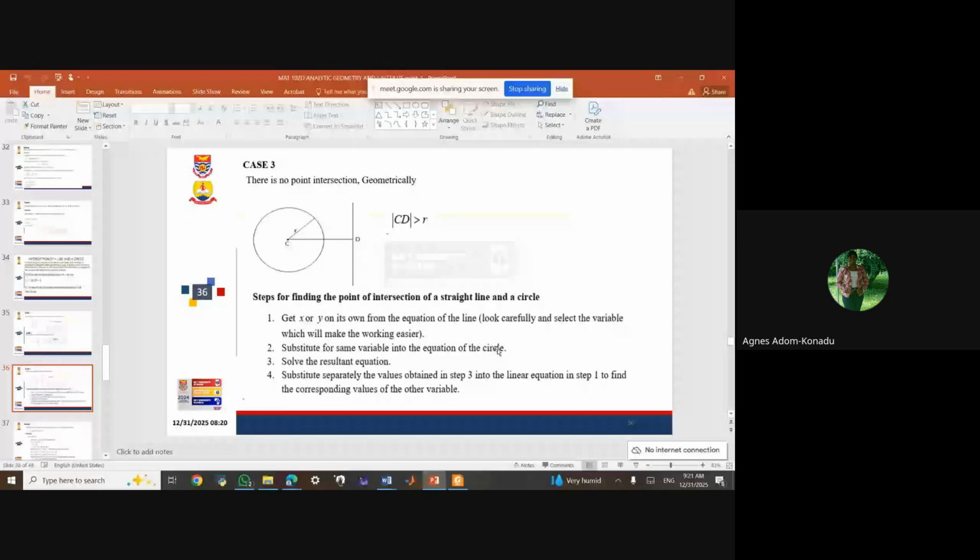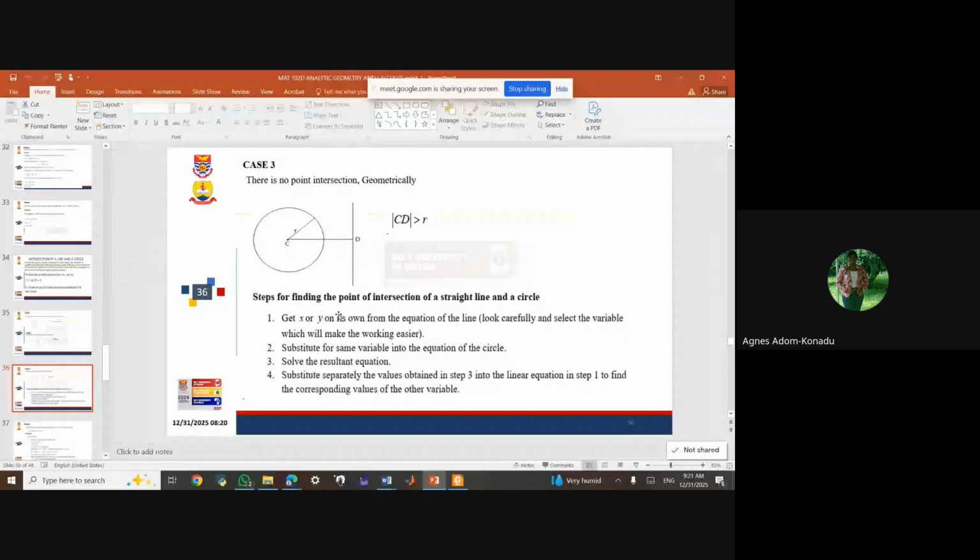Then you substitute the same value into the equation of the circle. When we make either x or y the subject, you substitute what you have found. If it is y equal to something, you go to the equation of the circle, and wherever you see y in the circle, substitute that value there. After that, you solve. If you make y the subject and substitute it into the equation, then the equation will be in terms of x. So you solve for x. You get two values for x because it is x squared.